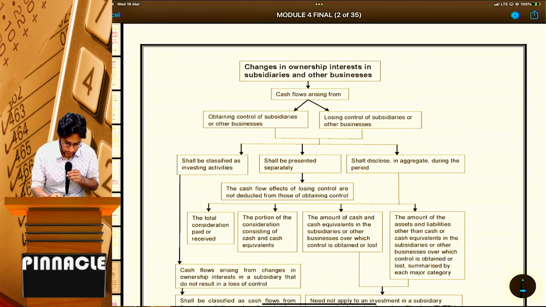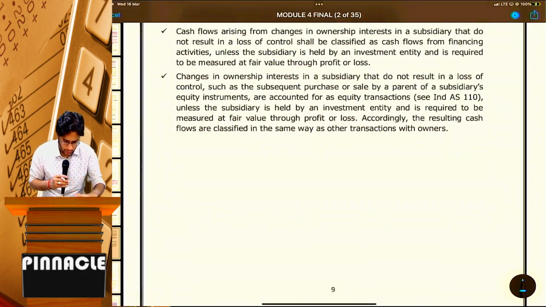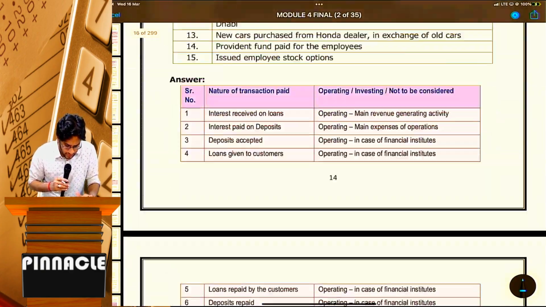So guys, continue with cash flow. We'll do a small question, sir. Later on, we'll come back to a few more concepts. 1, 2, 3, all these small questions we are done.